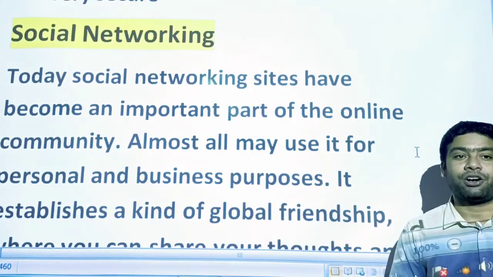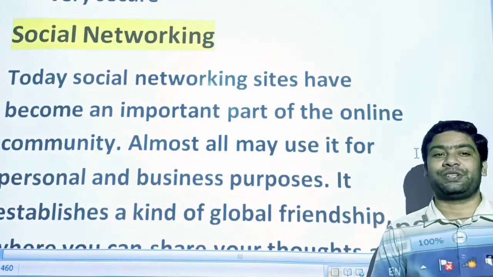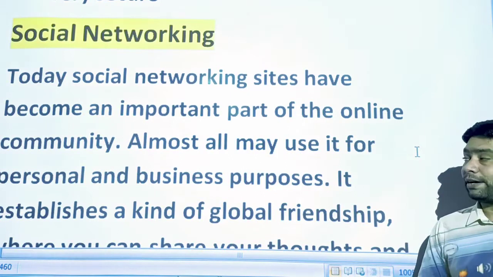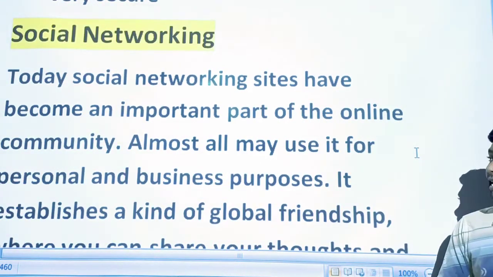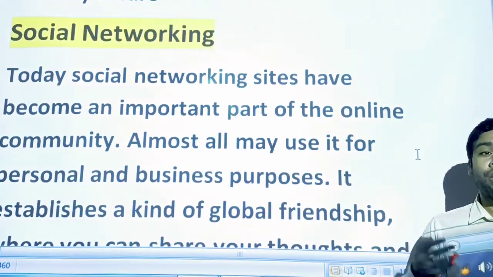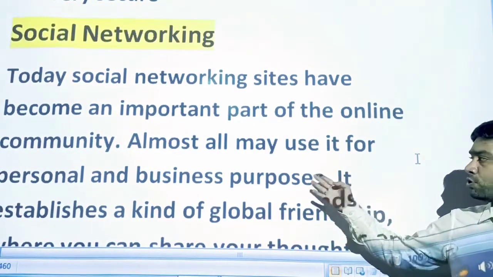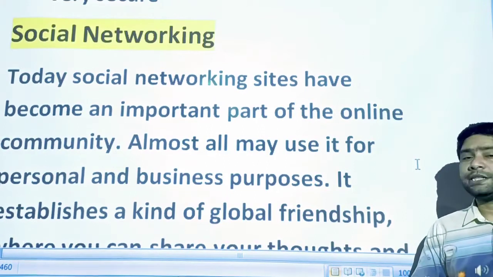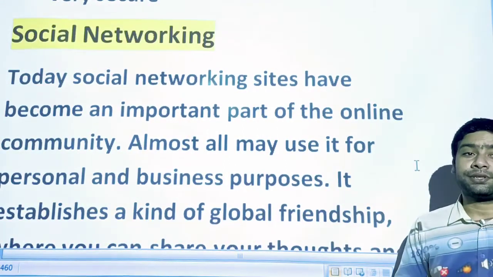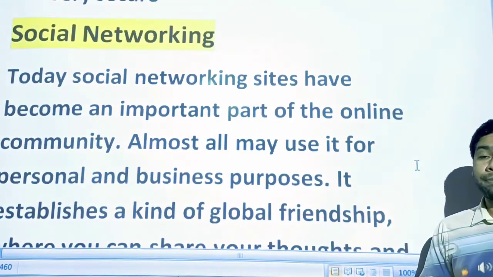This time we are not social, but we are always active on social networking. What is social networking? Today's social networking sites have become an important, even necessary, part of our life. Almost everyone uses it for personal and business purposes, and we use this social media for educational purposes also.